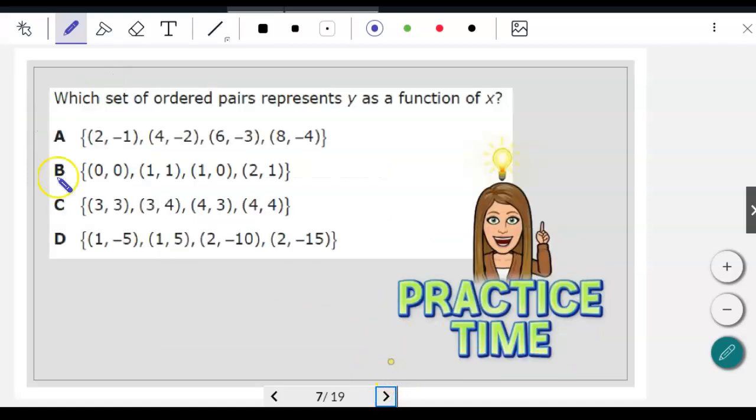Another one like that. Which set of ordered pairs represents y as a function of x? Just worded a little differently, but same idea here. The x's cannot repeat. 2, 4, 6, 8. Who do we appreciate? That is a function. The next one, look, the 1's repeat, so that's not. Here, the 3's repeat and the 4's, so not a function. 1 repeats and the 2 repeats, not a function. So the answer here is A.